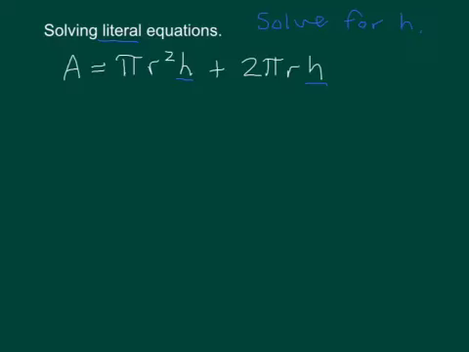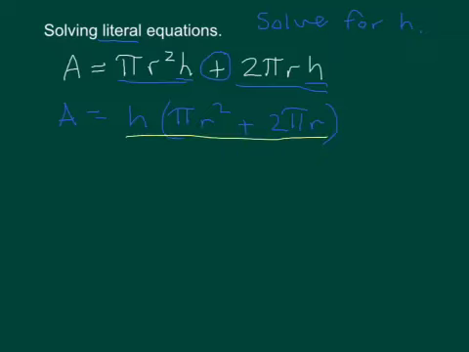Since they're both h to the first, I have two separate terms that contain h. Terms, remember, are separated by addition or subtraction. Since we can't combine those as like terms, we're going to see if we can factor out that h. So we're going to factor out an h. We do that, we'd be left with pi r squared plus 2 pi r in parentheses.